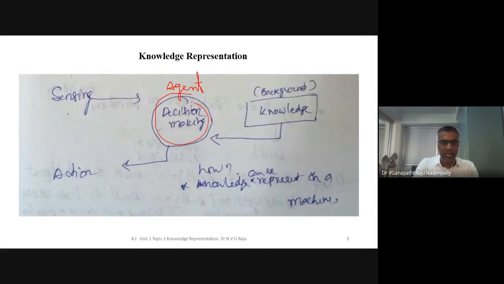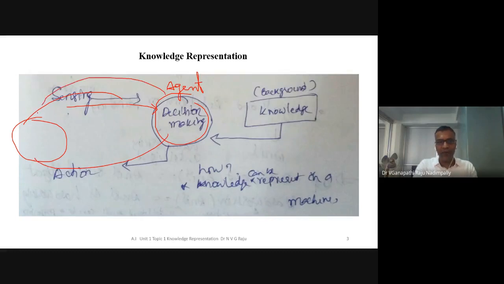Just listen carefully. The agent takes inputs, and that we call sensing. Here you may have the environment. From the environment it is going to take inputs, and the agent is going to perform some actions on the environment. Okay, this is the old diagram. Now we are adding a new concept called the knowledge base.